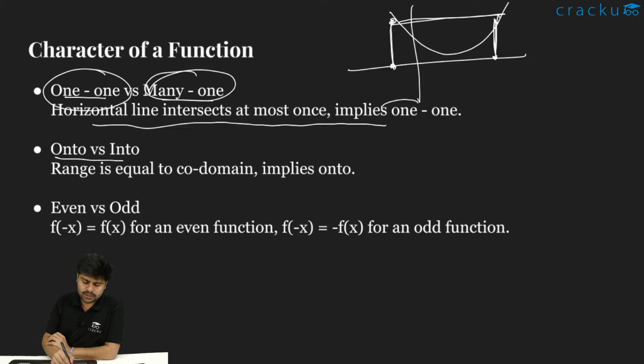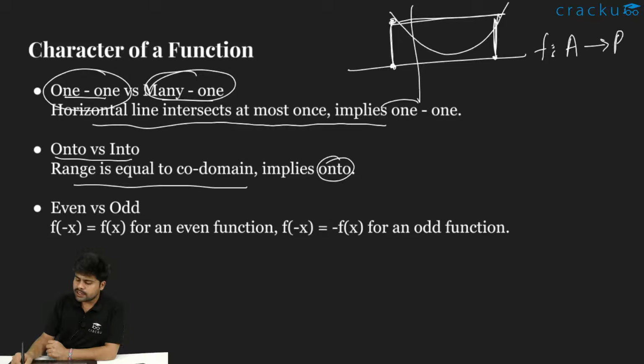Then comes onto versus into. So if range is equal to codomain, it implies onto. We just discussed what a codomain is, right? We discussed that f is defined as a function from the set A to the set B. If we are defining a function f from the set A to the set B, there are some number of inputs that we are giving from set A. That is not our concern. Currently we are looking at B.